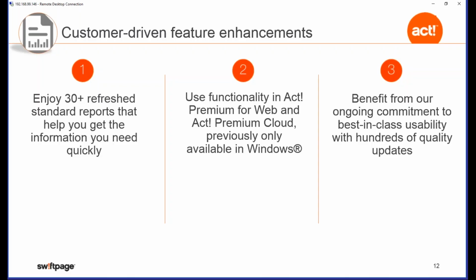So next we'll talk about some customer-driven enhancements. When you get v19, you'll have 30+ refreshed standard reports. That's going to help you get some more information more quickly. What I mean by that is, you have pre-canned reports in ACT, and you can also obviously customize those as you use them.